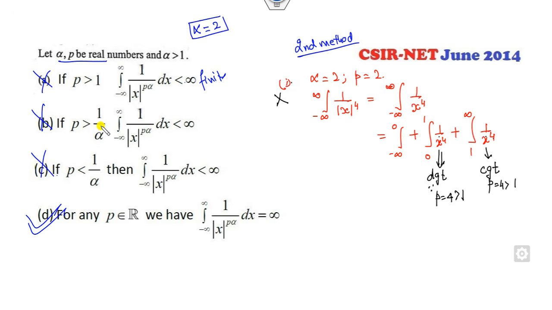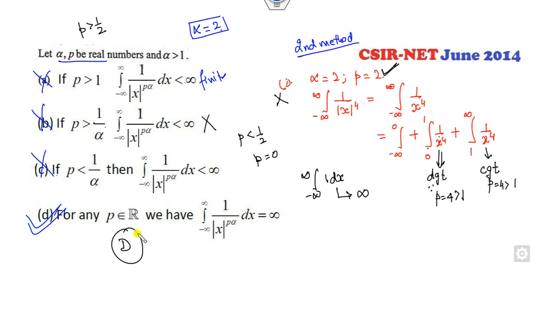Similarly, for this case, if I choose alpha as 2, then p is greater than half. I can again choose p as 2. Again, it is divergent. Now p is less than half, p any real number, so I can choose p as, say, 0, because 0 is also a real number. When p is 0, it is the integral of 1 dx, so clearly it is infinite. So this option is also cancelled. The only right option is D.